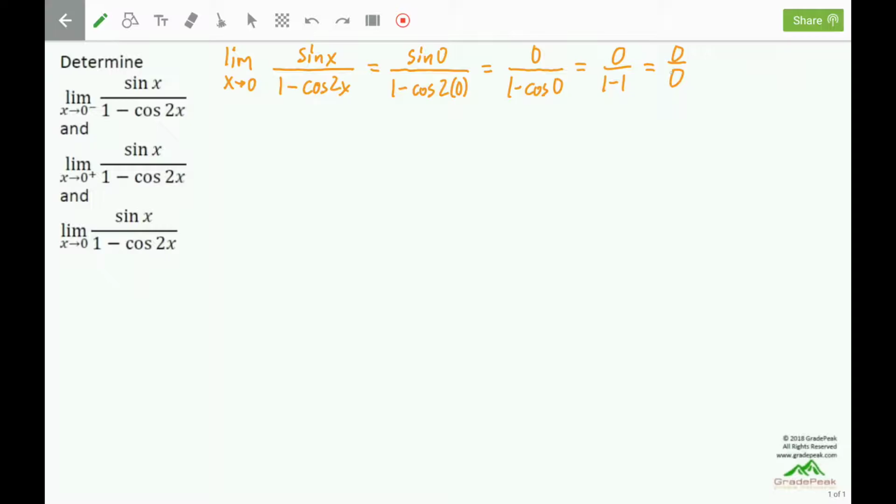One option is to make use of the three identities available for the cosine of 2x that is in the denominator here. Cosine of 2x equals cosine squared x minus sine squared x, or 2 cosine squared x minus 1, or 1 minus 2 sine squared x. Since the numerator is a sine x, it's probably best to make use of the third option, 1 minus 2 sine squared x.